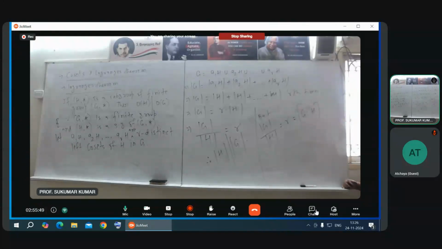Whenever you find a left coset and right coset, if your group is an abelian group, then both will be the same, so find any one. If it is a non-abelian group, then you find both for every subgroup, because for some subgroups the left coset and right coset will be equal, not for every subgroup. But if (G, *) is an abelian group, then for every subgroup, the left coset and right coset will be equal. Write that first.